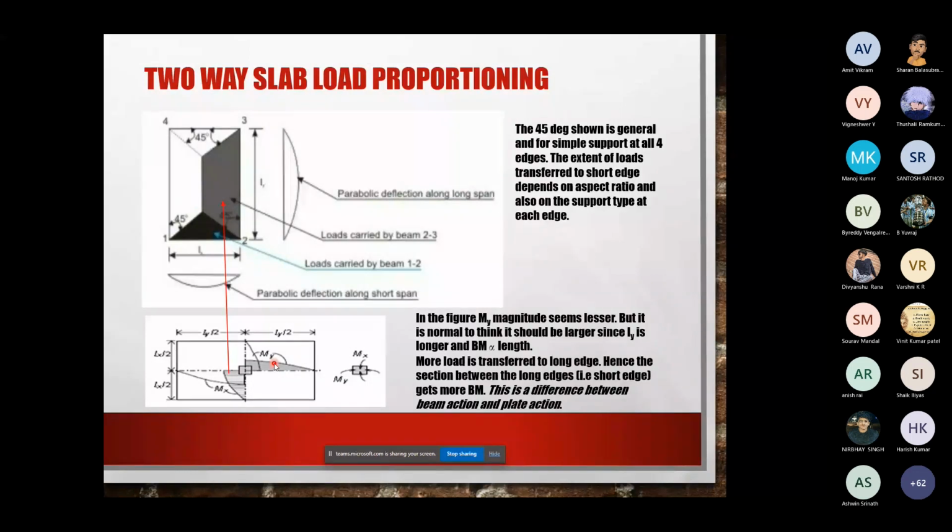In this case, it's not one direction bending; it's two direction bending. So the bending in one direction will affect the bending in the other direction as well.